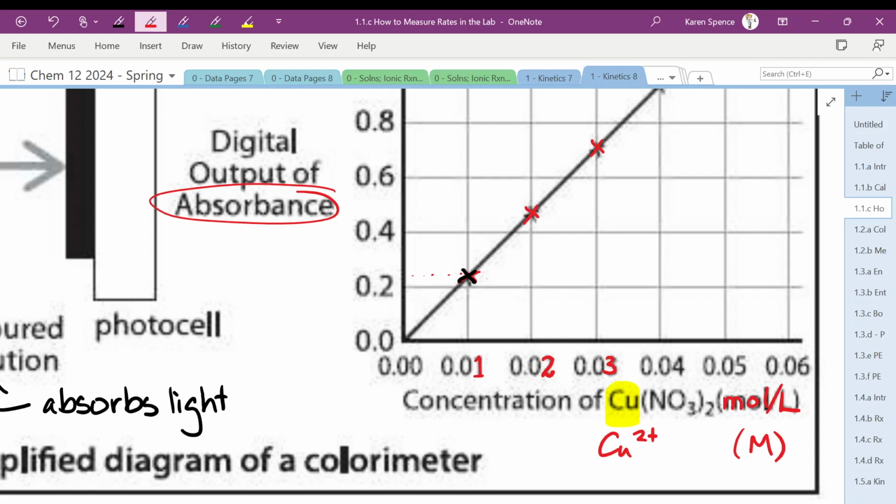And what that will allow us to do is once we have that graph, let's say I have an unknown sample and I put it into my spectrophotometer, and it gives me an absorbance reading of 0.6. If I get an absorbance reading of 0.6, I can read across on my graph and figure out that the concentration is about 0.025. Yeah?